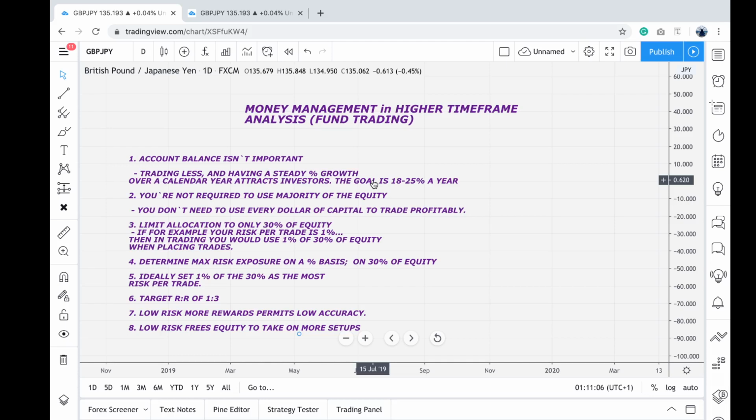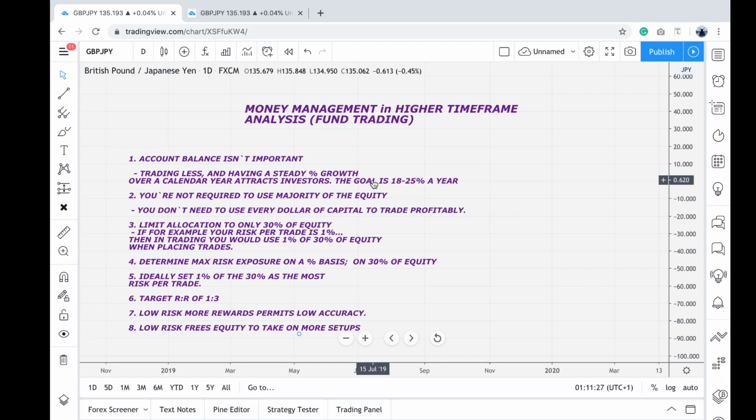And you want to set yourself up for success by not setting too high expectations on that account. 18 to 25% every single year is okay. It is good. That is the standard. If you're gunning for 30% a year, that is fantastic. That is excellent.